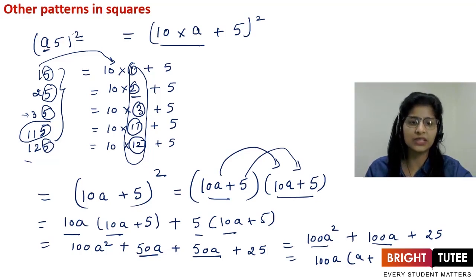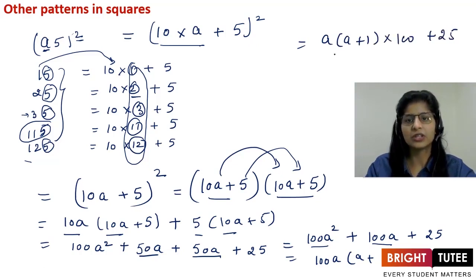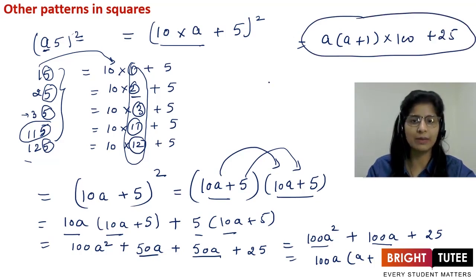So what we observe is, if there is any number that has the form A5, A can be any number, it can be 1, 2, 3, 4, 5, 11, 15, 12, any number. When we do the square of it, we just have to do A into A plus 1 into 100 plus 25. So this formula is always going to help us. Here A is the number written except 5, or the digits except 5. Clear?